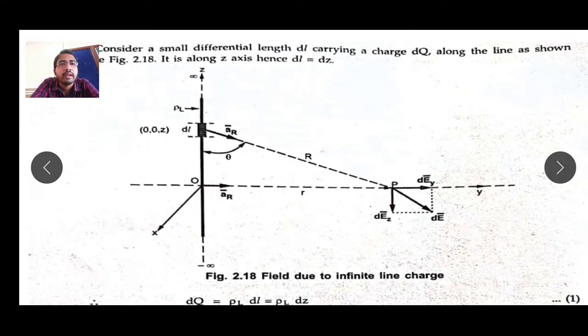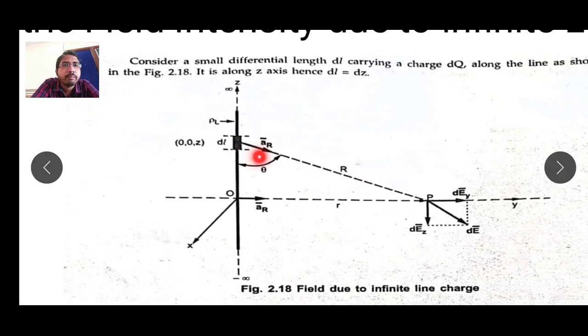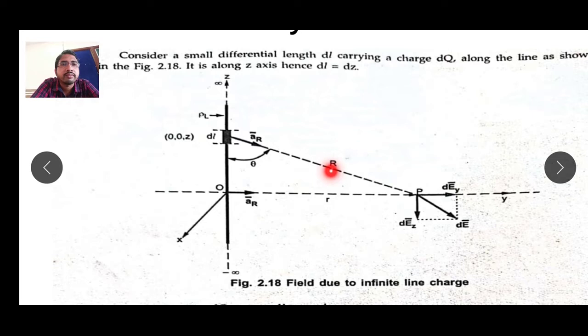I can't take the total infinite length, so I am taking only a small differential length dl. So what is the point of dl? 0, 0, z, because it is at a height of z. This is the small differential part, and the distance vector from dl to P is R bar, and the distance is R.